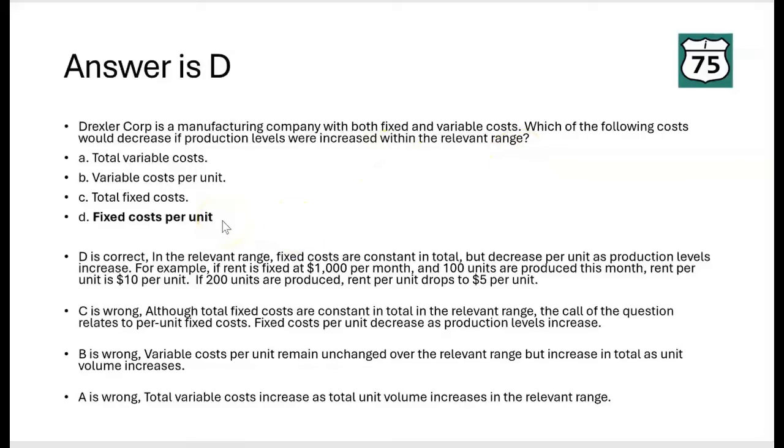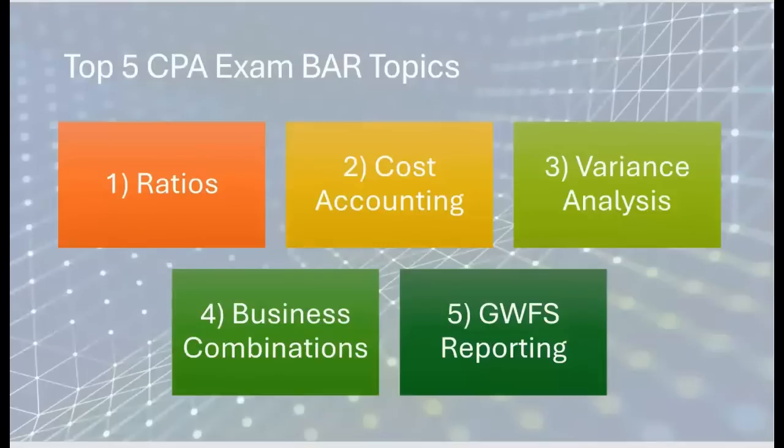Fixed costs, not total fixed cost, but fixed cost per unit decreases as we produce more units. And the exam loves this kind of question. All right, now let's go to variance analysis. Big topic in CPA bar.